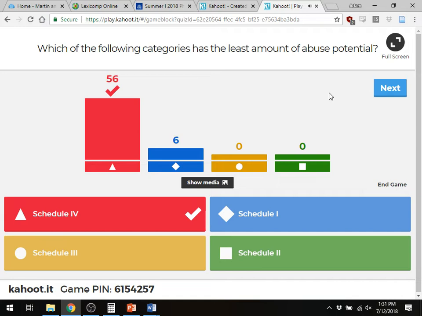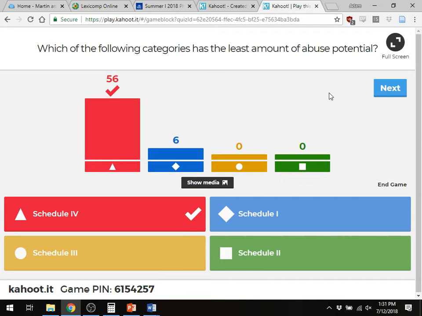Perfect. C4 or Schedule 4 has the least amount of abuse potential because, again, this goes in kind of reverse order, where the lower the number is, the more abuse potential it has, right? So Schedule 4, what would be less than Schedule 4? Schedule 5. Schedule 5 are like the wimpiest sort of narcotics out there, the least amount of abuse potential.